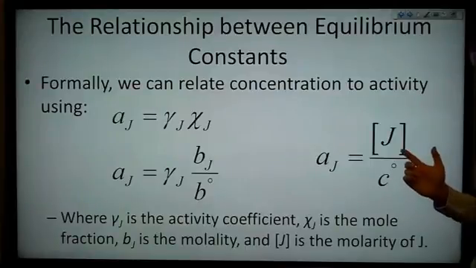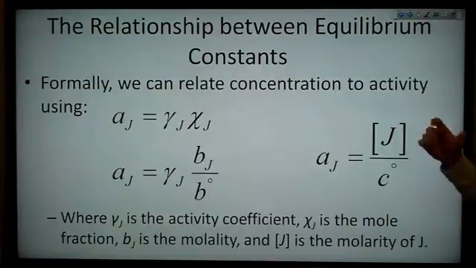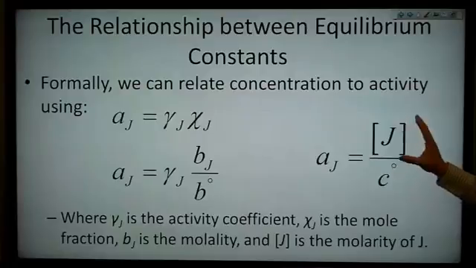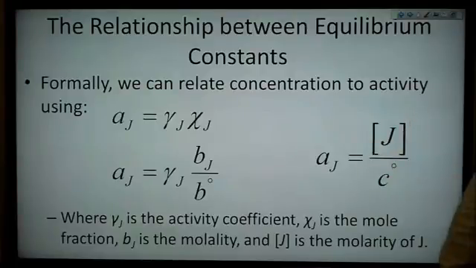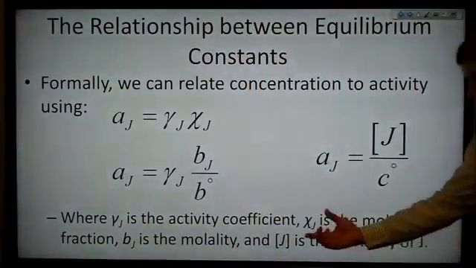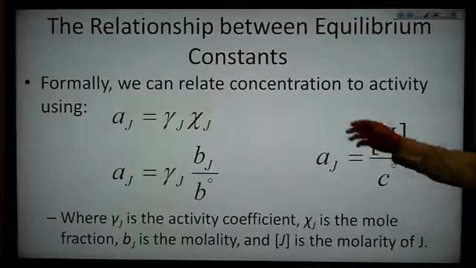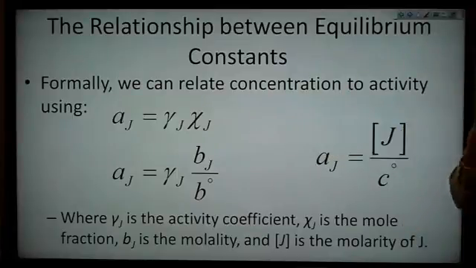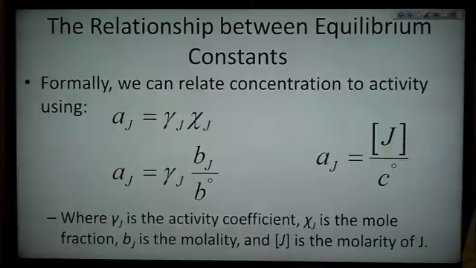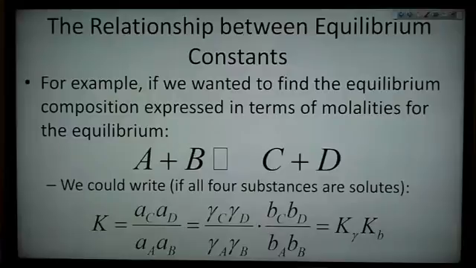So c naught again was the 1 molar, so 1 mole per liter. Again, we're basically just trying to get rid of the units, so that activity is unitless. Again, this gamma J is the activity coefficient, chi J is the mole fraction, the lowercase b is the molality, and the J in brackets is our molar concentration, so the molarity.